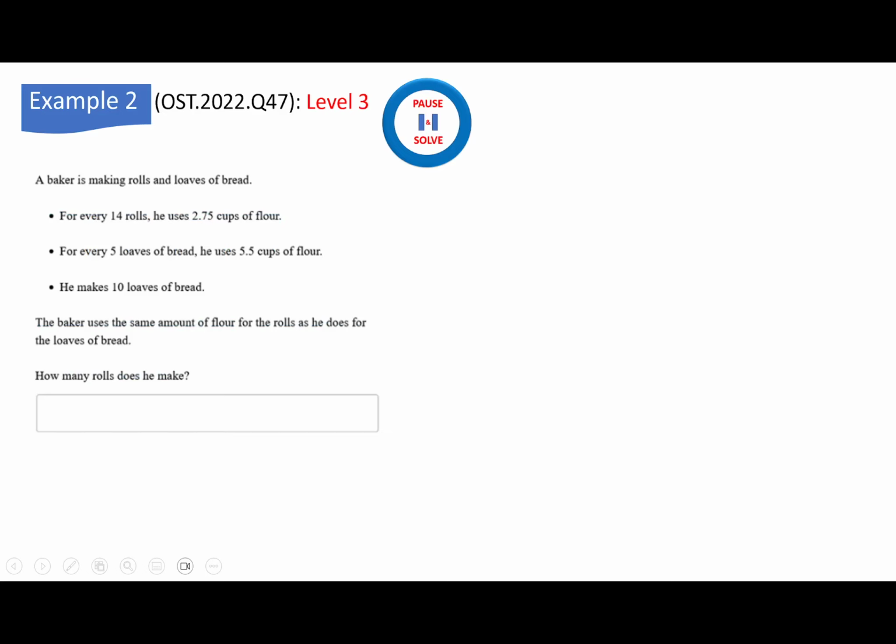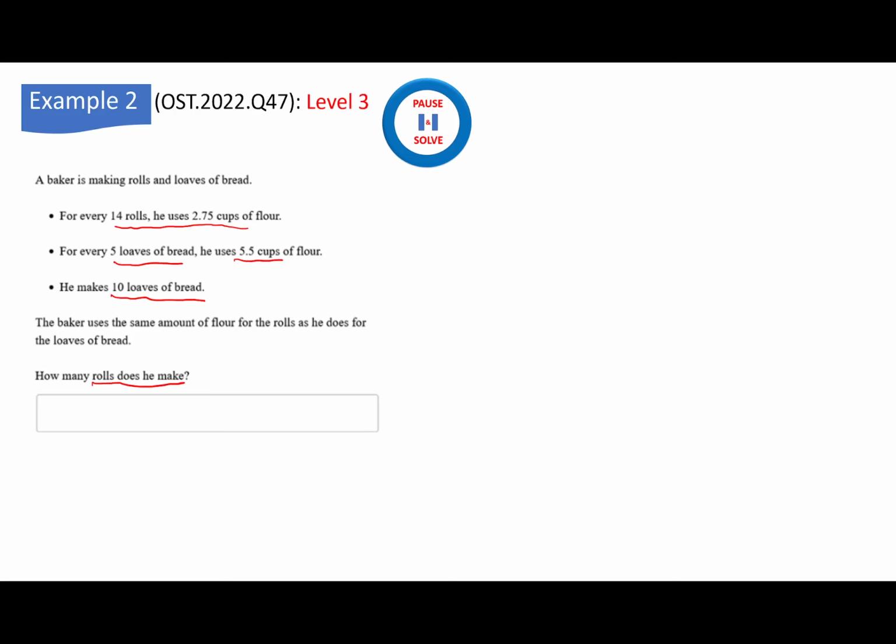Example 2. A baker is making rolls and loaves of bread. For every 14 rolls, he uses 2.75 cups. This is the relationship between cups and rolls. For every 5 loaves of bread, he uses 5.5 cups of flour. Now he makes 10 loaves of bread. The baker uses the same amount of flour for the rolls as he does for the loaves of bread. How many rolls does he make?